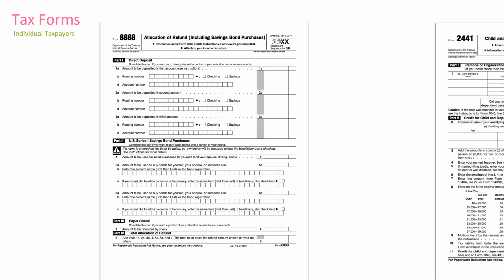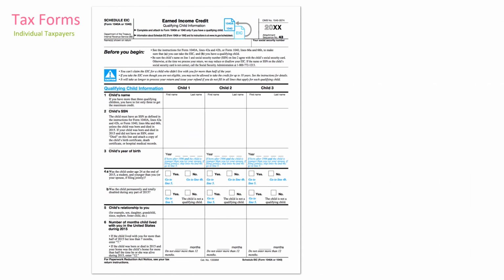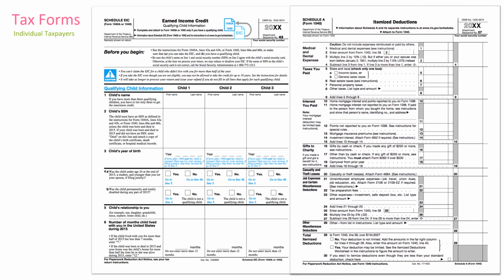The 1040 form is a summary that often comes with detailed forms and schedules attached. Examples of forms include Form 8888 to split a refund into different accounts or purchase savings bonds, and Form 2441 used to claim child care expenses. Examples of schedules include Schedule EIC to claim the Earned Income Credit and Schedule A for itemized deductions.